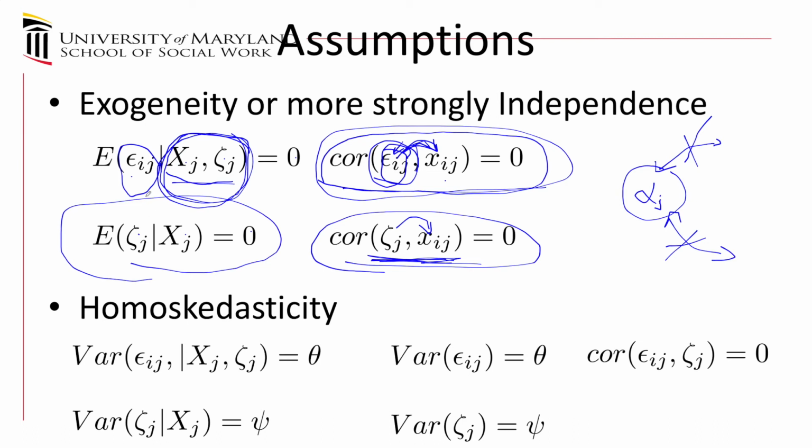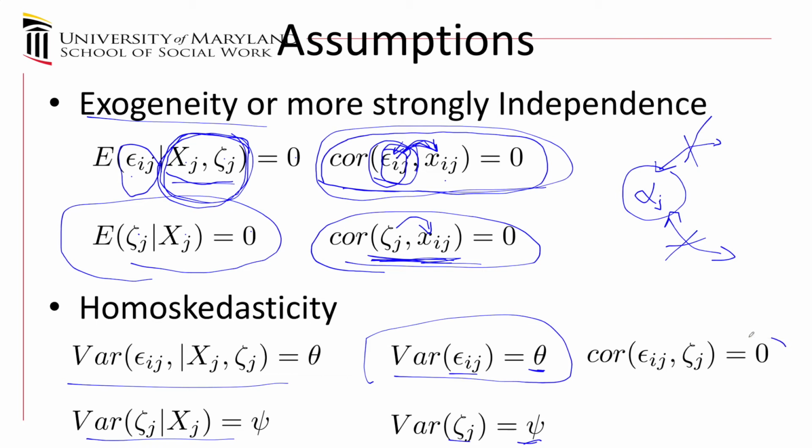So in addition to the exogeneity assumption that is familiar to you, we also have the homoscedasticity assumption that is familiar to you, that the variance of the epsilons has to be represented by a single term, that the variance of the zetas has to be represented by a single term, and that there is no correlation between your epsilons and your zetas. They have to be independent of one another and cannot be correlated with one another. And so those are all pretty strong assumptions.